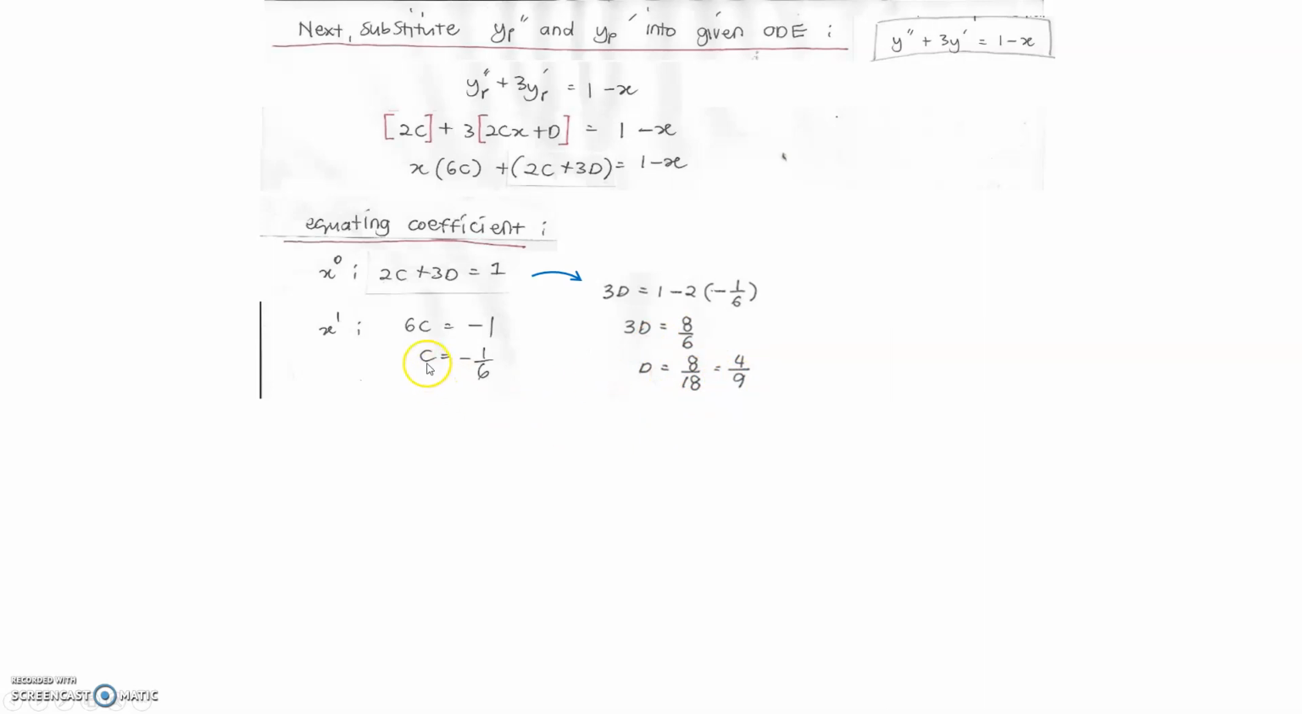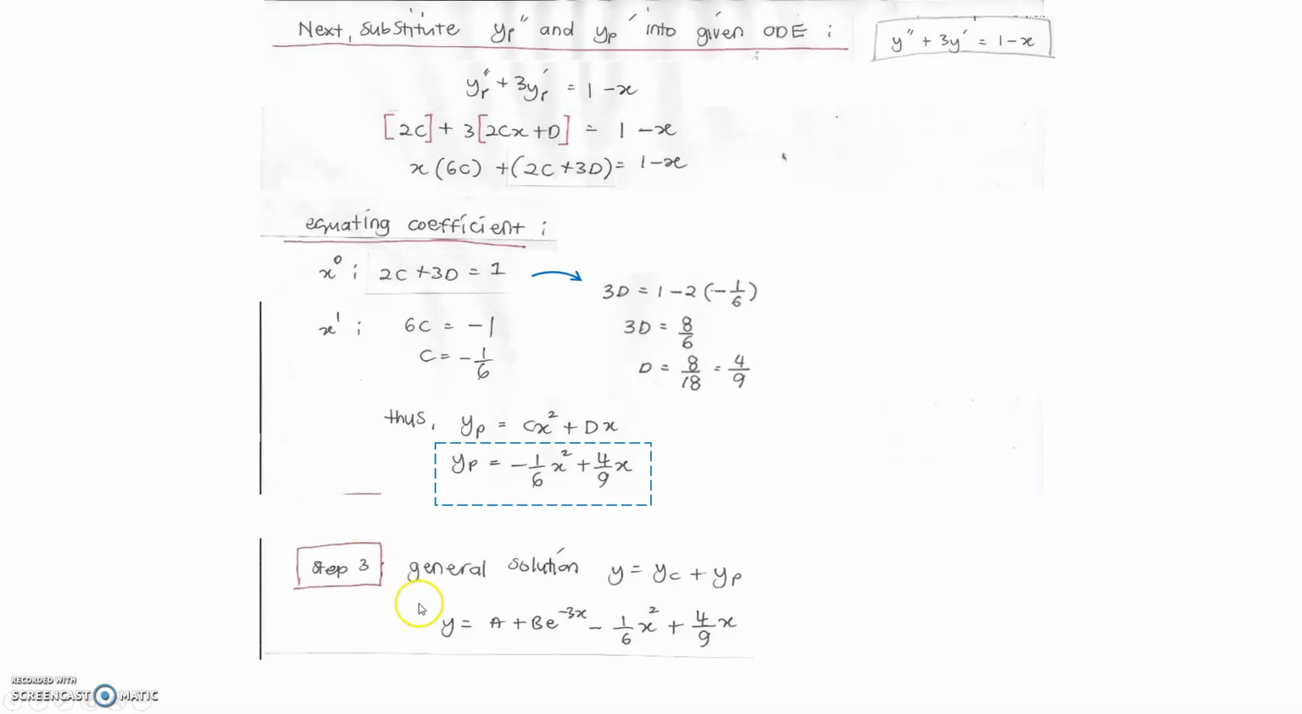Okay, so now I have my c and I have my d. I can substitute these two numbers into the yp. Your yp is cx squared plus dx. So c is equal to negative 1 over 6, and d is equal to 4 over 9. Okay, so this is my final yp, my particular integral. So we go to the next step.